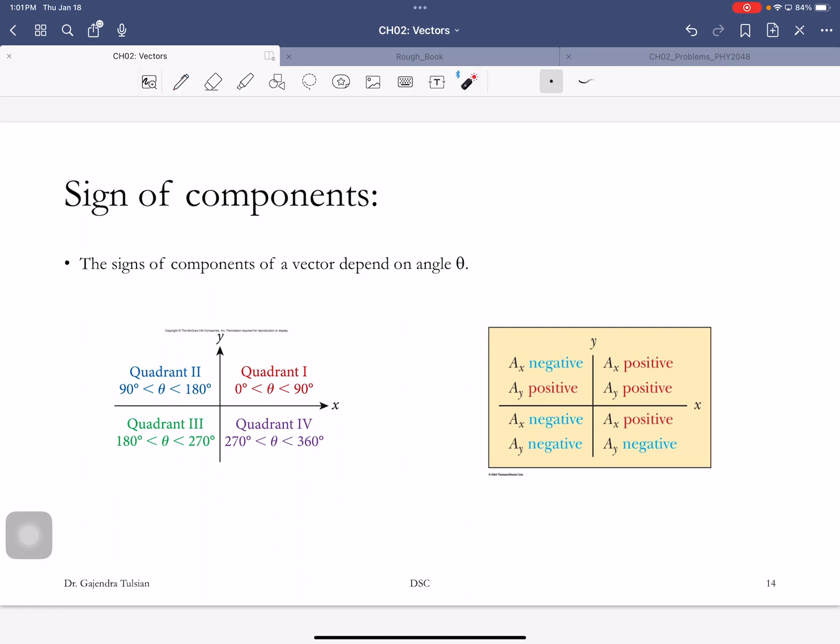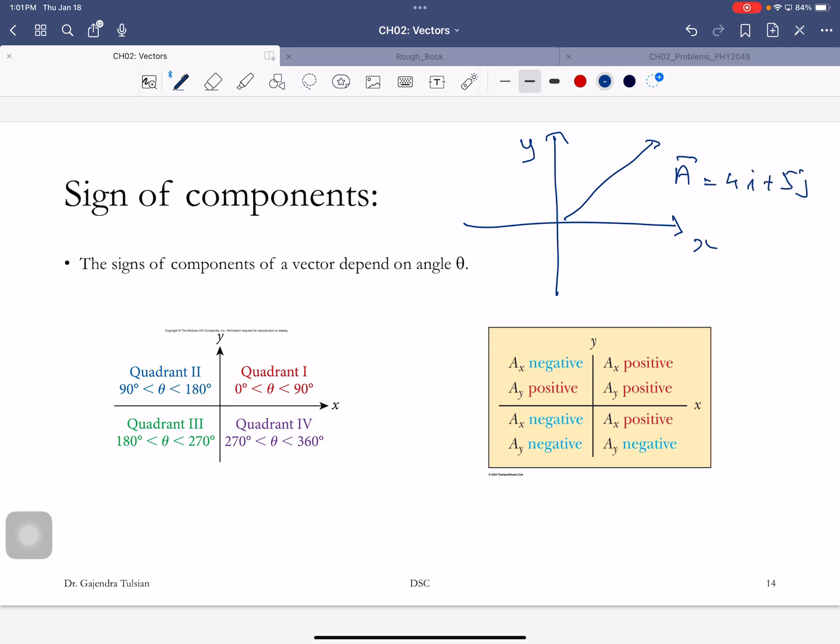So what this slide is telling you is the following. If you have a vector in this quadrant, the vector will have both positive, I'm just making up numbers, both positive x and y component. A vector in this quadrant has negative x component and positive y component. A vector in this quadrant has negative x and y component, and in this one, positive x and negative y.